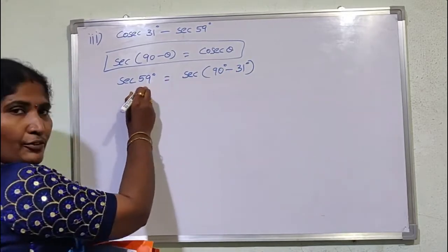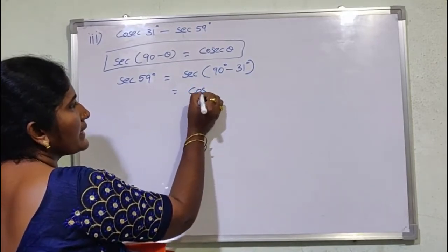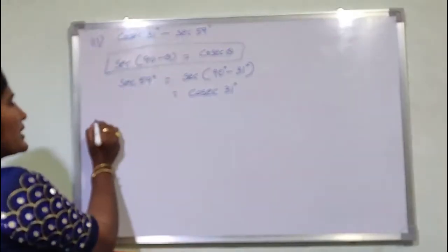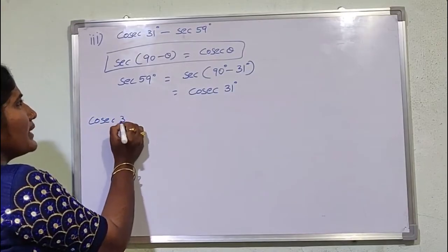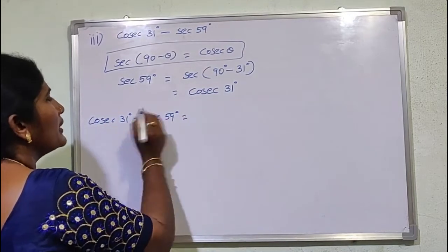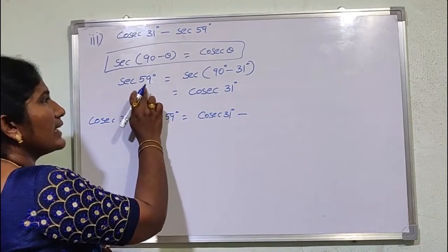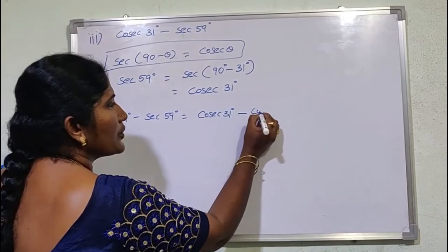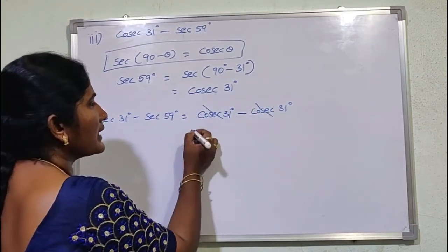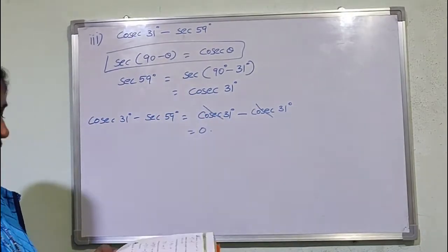90 minus 31 is 59. So secant 90 minus theta is cosecant theta. Cosecant theta value is 31 degrees. Now substitute in the question. What is the question? Cosecant 31 degrees minus secant 59 degrees is equal to cosecant 31 degrees minus, instead of secant 59, substitute cosecant 31 degrees. Plus cosecant 31 minus cosecant 31 get cancelled. Answer is 0.